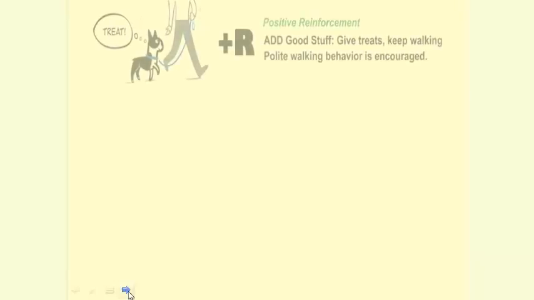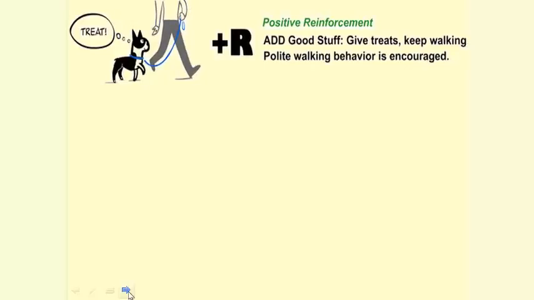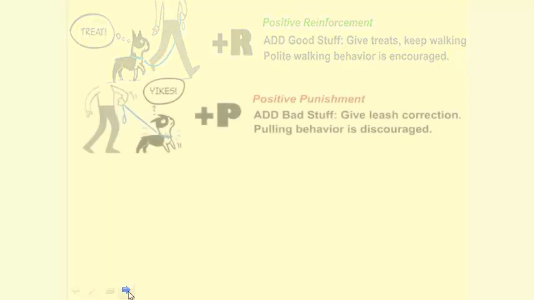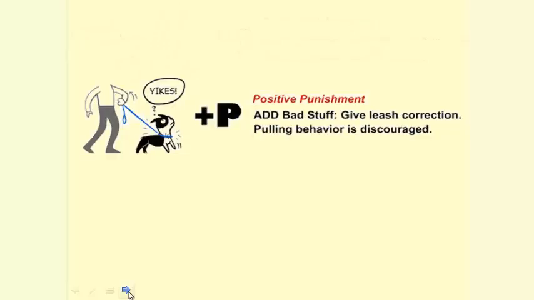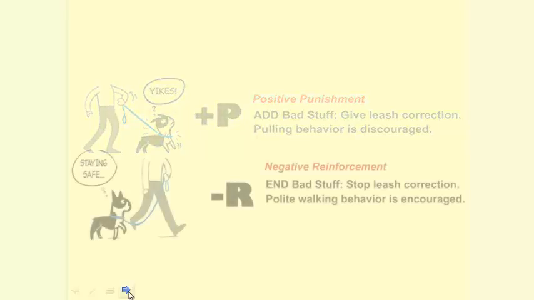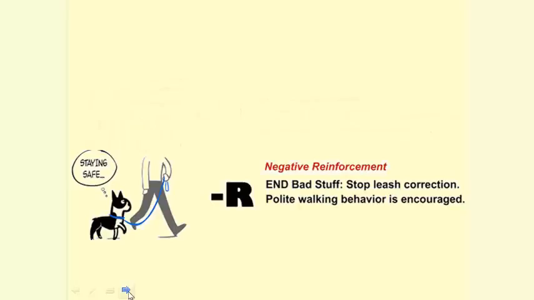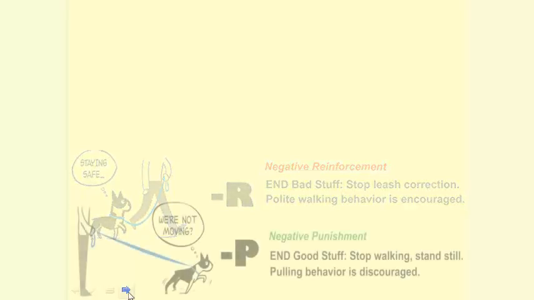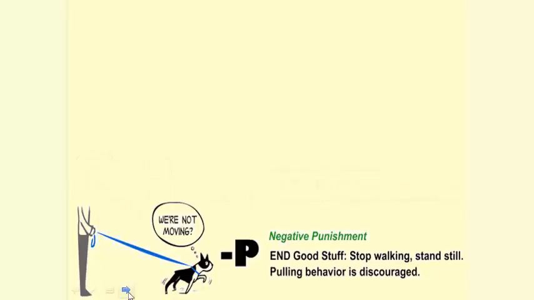Here is a list of reinforcers. Positive R is adding the good stuff, giving treats. Plus P is adding a punishment, such as giving a sharp tug on the leash surrounding the dog's neck. Ouch! Minus R is taking away a punishment, such as loosening up the pressure on the dog's neck. Minus P is ending positive reinforcers, calling a halt when the dog wants to go forward.